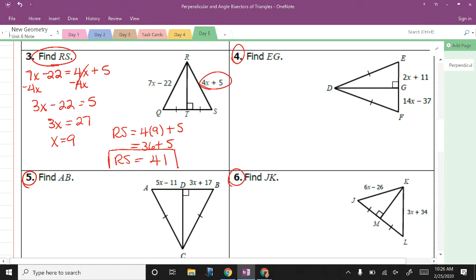All right, so number 6, what did you get for x? 20, and what did you get for the length of JK? 94. x is 20 and JK is 94. So do I need to work any of those for anyone?